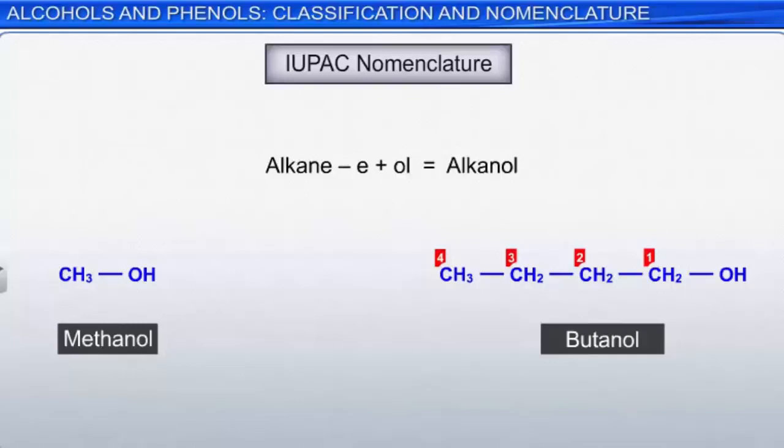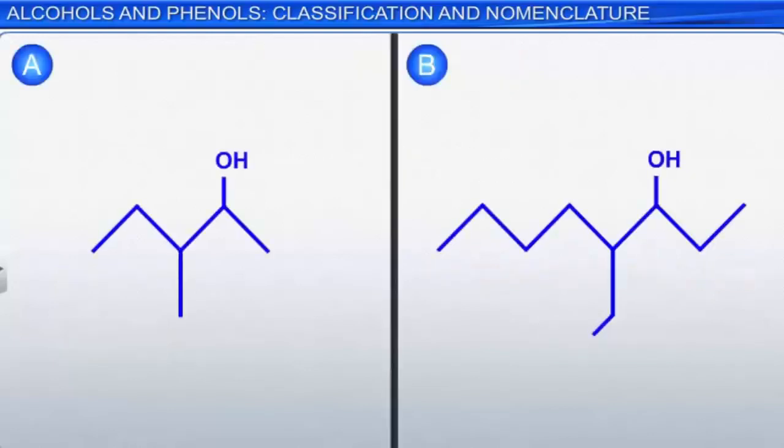Let's look at the same molecules we used a little while ago to learn about common names. In the IUPAC system, methyl alcohol with the formula CH3OH is called methanol. n-Butyl alcohol is called butan-1-ol. Give the IUPAC names of these structures. Try to find the names on your own before checking the answers.